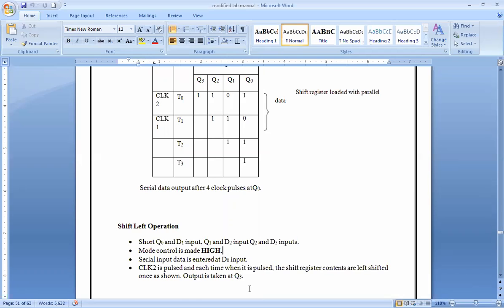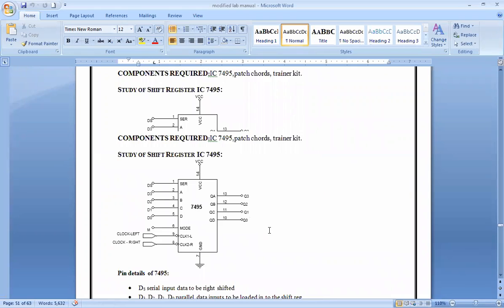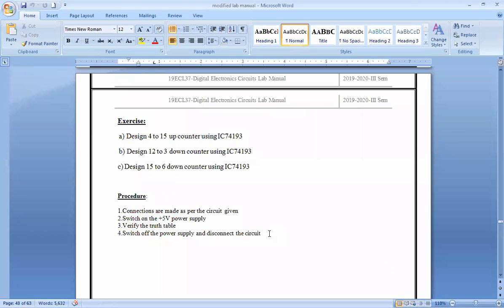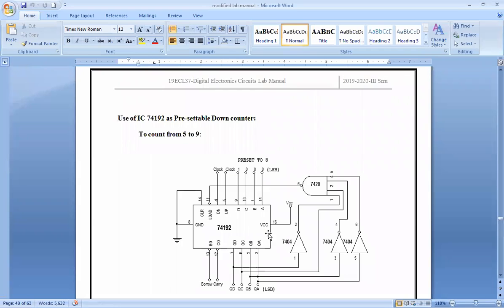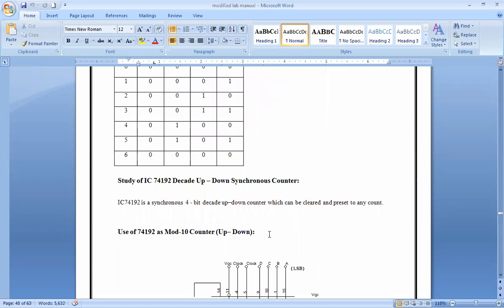Sir, this is 10th experiment, no, sir? Yes, yes. So ninth one you didn't do, sir. Ninth one we will do later because that is about counters. First, you have to understand the shifting operation. After you understand that shifting operation, then you will be able to do these counters.